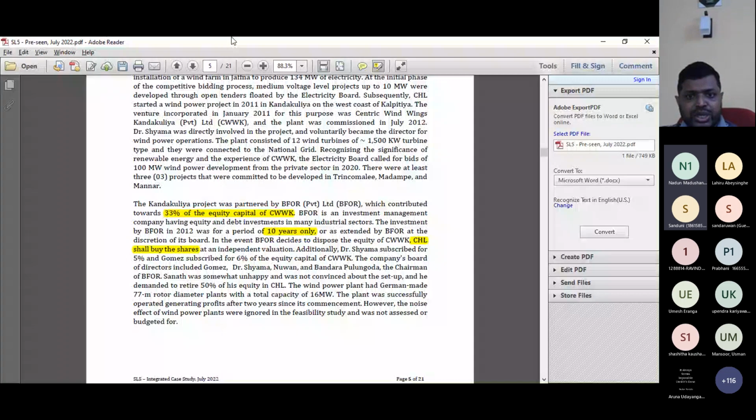Additionally, Dr. Sharma subscribed for 5%. 33 plus 5, 38. Goma subscribed for 6%, 38 plus 6, 44. Then the balance will be CHL. Then 100 minus 44, then you can know what is the percentage of CHL. Then you can know the shareholding structure. You have to analyze. You can't expect it from someone else. You have to analyze, you have to be familiar with that.